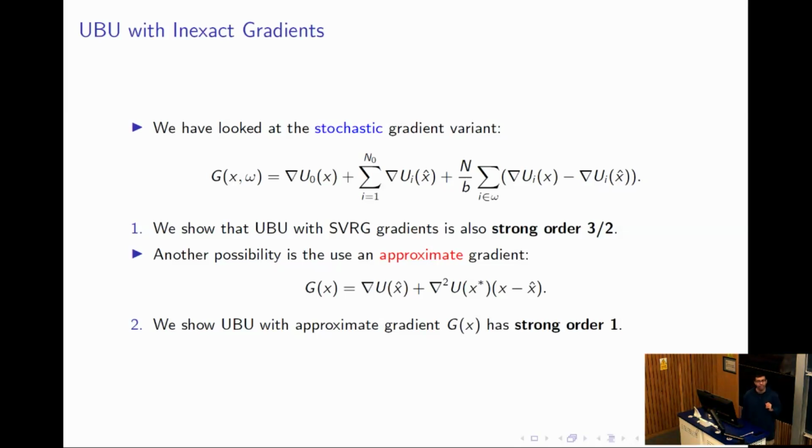And the second form of inexact gradients that we consider is what we refer to as an approximate gradient, which is a quadratic approximation of this. So we're interested in the quadratic approximation of x conditioned on x hat, where this x star you see is essentially the minimizer related to this Hessian term that you have. So this is just given by the approximate gradient. And if we consider the approximate gradient, then we are able to show that UBU with this particular gradient scheme has strong order 1. The motivation behind this is to improve on computational efficiency when we run these experiments, at least for high dimensional settings. It makes more sense than to consider the exact gradient.